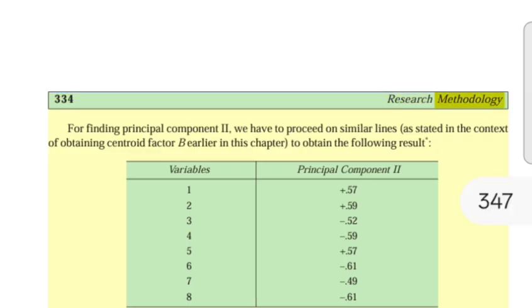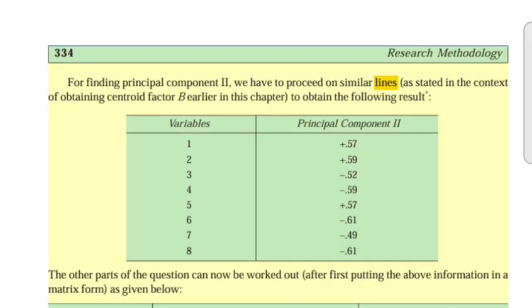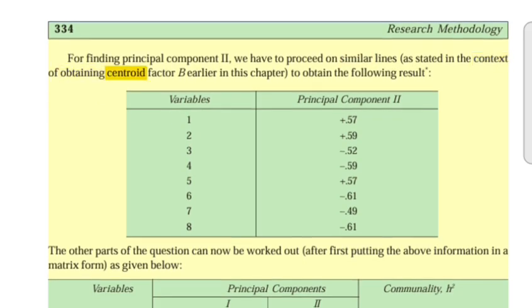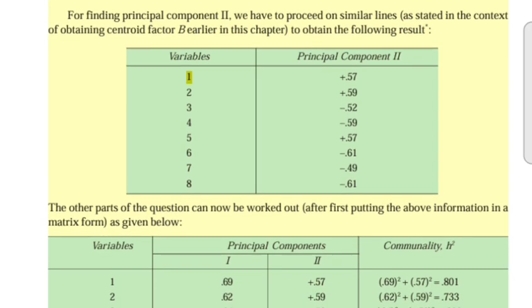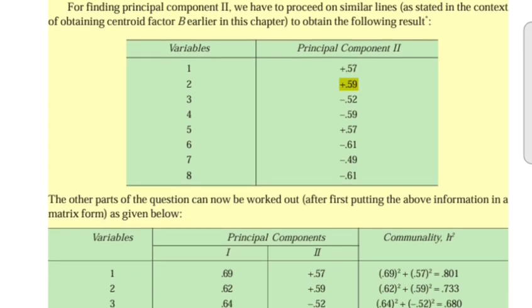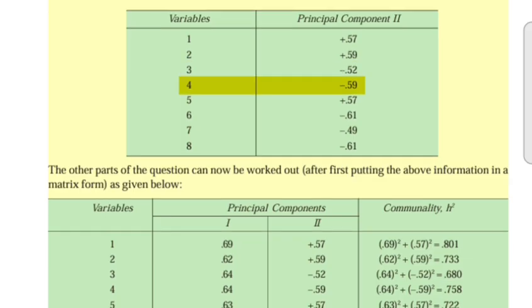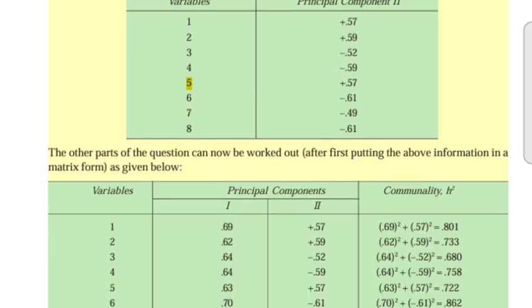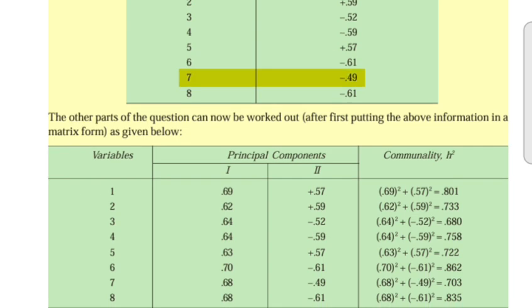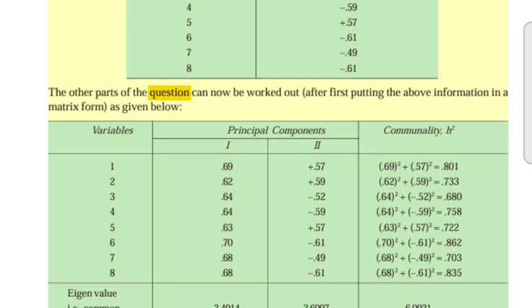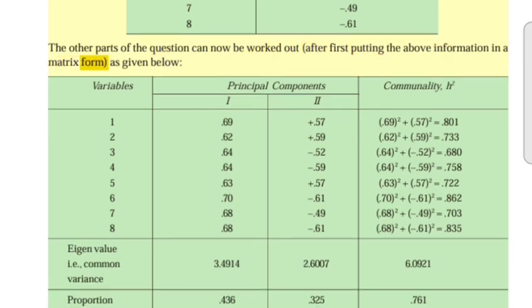Research methodology, finding principal component 2. We have to proceed on similar lines as stated in the context of obtaining centroid factor B earlier in this chapter to obtain the following result. Variables, principal component 2: 1 plus 0.57, 2 plus 0.59, 3 minus 0.52, 4 minus 0.59, 5 plus 0.57, 6 minus 0.61, 7 minus 0.49, 8 minus 0.61. The other parts of the question can now be worked out after first putting the above information in a matrix form, as given below.